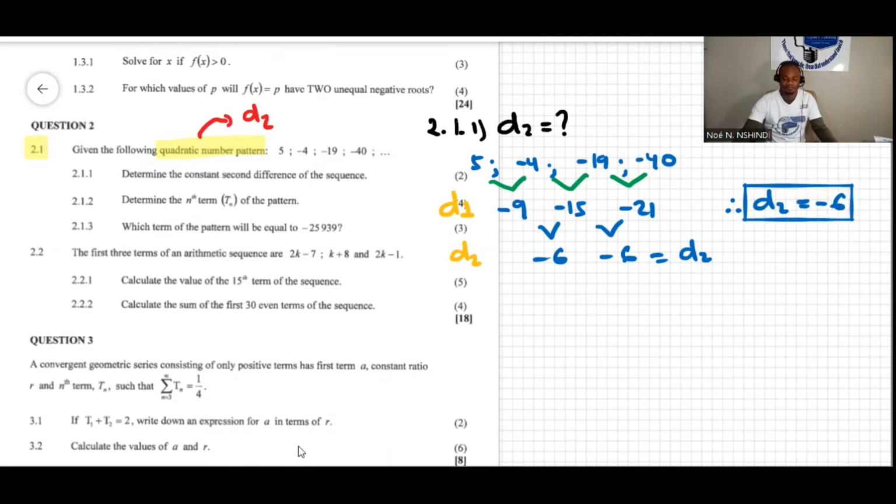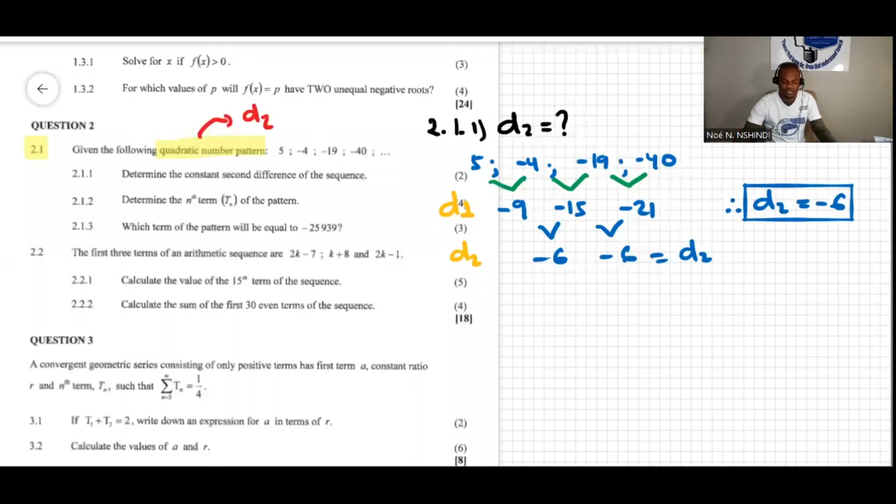Then the following question, after 2.1.1, is 2.1.2. It says determine the nth term Tn of the pattern. So I'm going to write here 2.1.2. We are looking for Tn, the nth term.